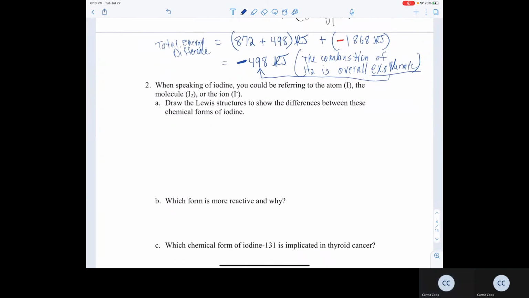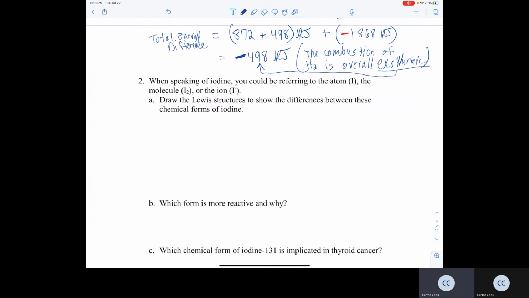Question 2, we talked about iodine-131, a radioactive isotope that was released from the nuclear fuel in the Chernobyl and the Fukushima nuclear disasters. And so if I say iodine, I could be talking about the atom, which is neutral, no charge. Or I could be talking about the molecule, which is two iodine atoms bonded together.